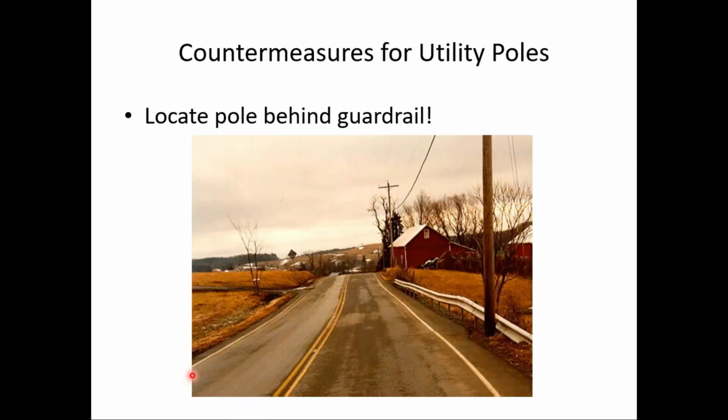And then here's a rural example. I'm not sure what happened here, but this just seems to defy common sense from my perspective. If a vehicle hit that pole and the occupants were seriously injured or killed, and there was a lawsuit against the road agency, I'm not sure how you would explain that to a jury, that the pole was in front of the guardrail.